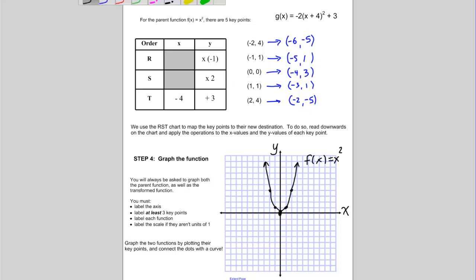So let me use blue, because that was the color that we used. So let's start. Notice how 0, 0 was the vertex of our base function. Well, let's look at our new vertex, negative 4, 3. So I go negative 4, 1, 2, 3, 4, and then up 3, 1, 2, 3. This is where my new vertex is going to be, right there.